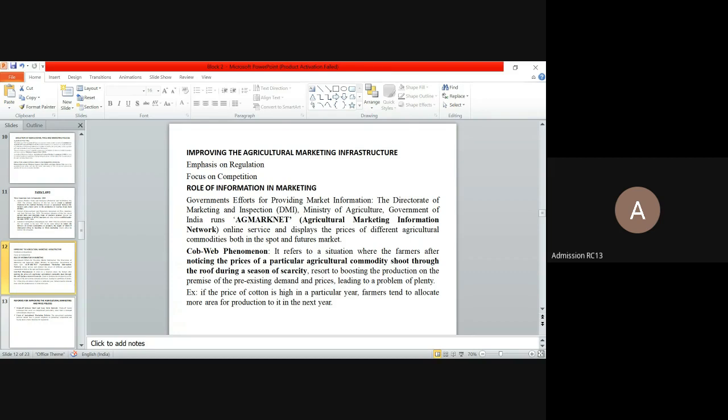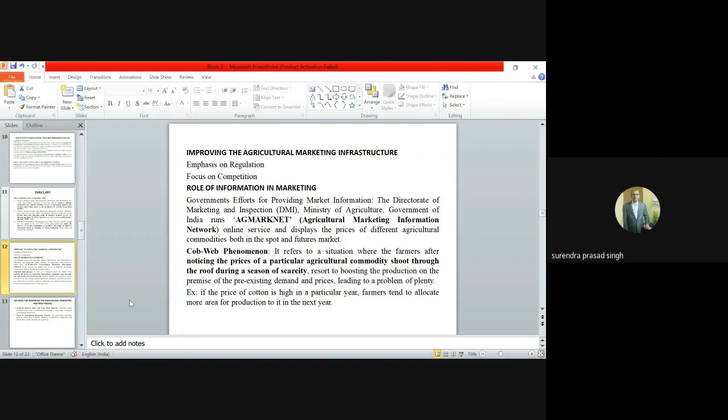So note that it will be like noticing the prices of a particular agricultural commodity. He will notice the agricultural commodity price which is displayed, and he will think that okay, this year the cotton or the coffee or the paddy has got more price. Next year I will grow only this. He will go through with this decision. That is called the cobweb phenomenon. I hope it is clear, cobweb.